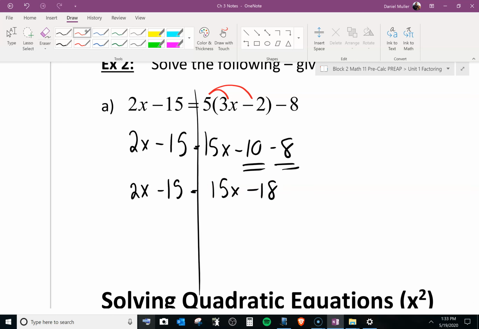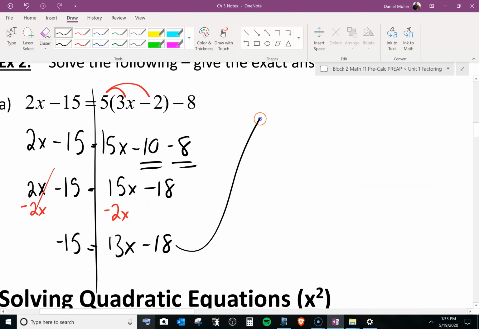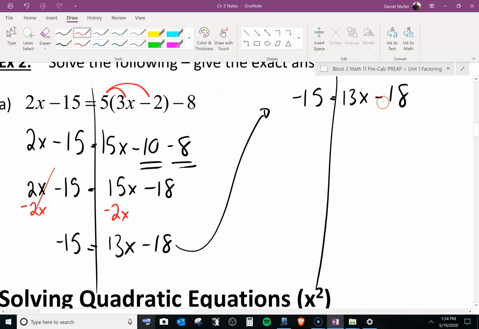Traditionally, I like to move over the smaller or more negative x. So the 2x here is smaller than 15x. So I will subtract it over to this side. Negative 15 is equal to 15 minus 2, which is 13x minus 18. Now I've written apparently quite aggressively because I've run out of room. So let's copy that over there, put my equal sign. Now I've got to get the x alone. I had x's on both sides, but I subtracted it over to make just a single 13x. So that's where I stand right now.